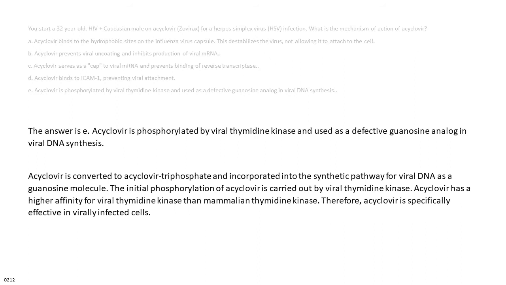The answer is E. Acyclovir is phosphorylated by viral thymidine kinase and used as a defective guanosine analog in viral DNA synthesis. Acyclovir is converted to acyclovir triphosphate and incorporated into the synthetic pathway for viral DNA as a guanosine molecule. The initial phosphorylation of acyclovir is carried out by viral thymidine kinase. Acyclovir has a higher affinity for viral thymidine kinase than mammalian thymidine kinase. Therefore, acyclovir is specifically effective in virally infected cells.